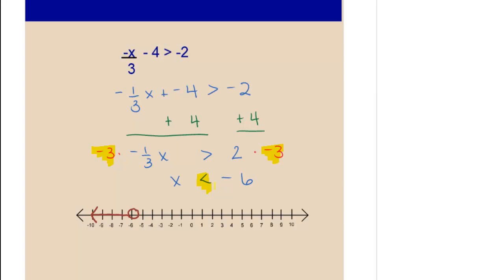You end up with x is less than negative 6. So that's an open circle on negative 6, since there's no equal to involved. And all the solutions are less than negative 6, so the arrow goes in the less than direction.